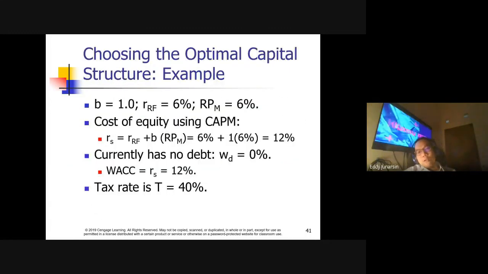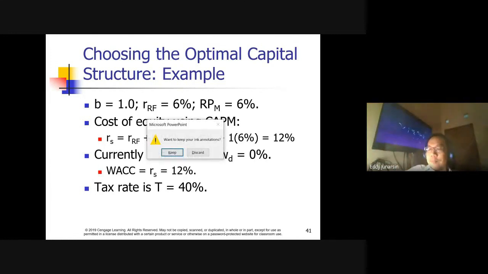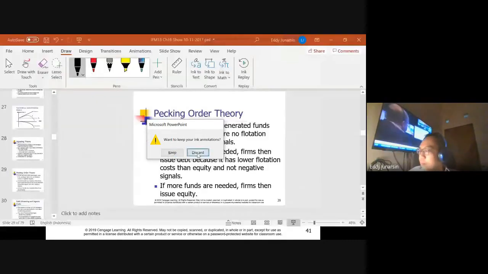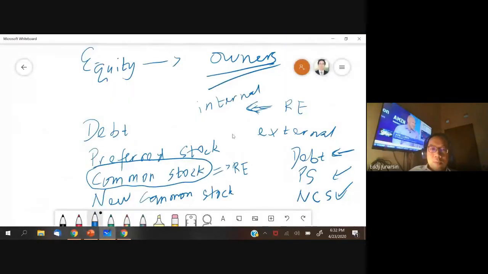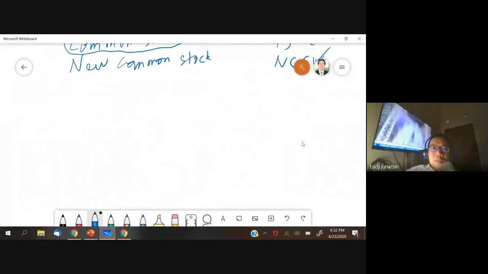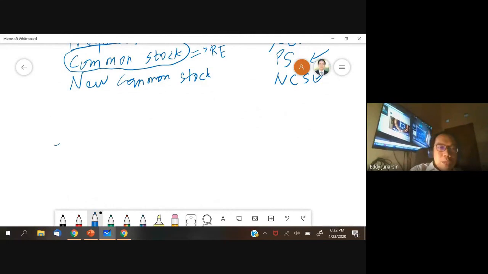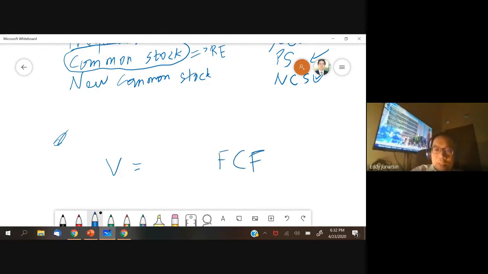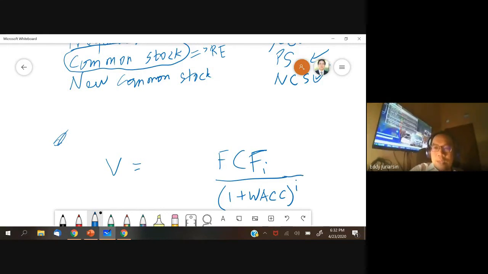Okay, so the last part of our discussion today would be about the optimum capital structure, or the optimal capital structure. So what is it? You see again, this is the value of the firm. You have free cash flows in the future, discounted back at the cost of capital, or the required return by investors.